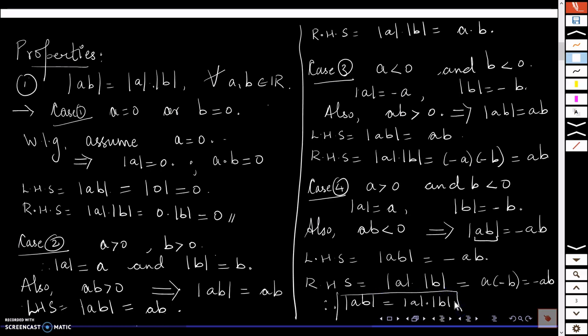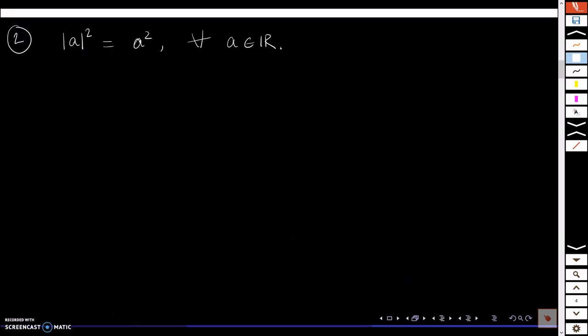Fine. So this is the first property of absolute values. Let's move to the second property. This property says modulus of A square is the same as A square for any real number A. So let me pick up a real number. Supposing A is any real number.